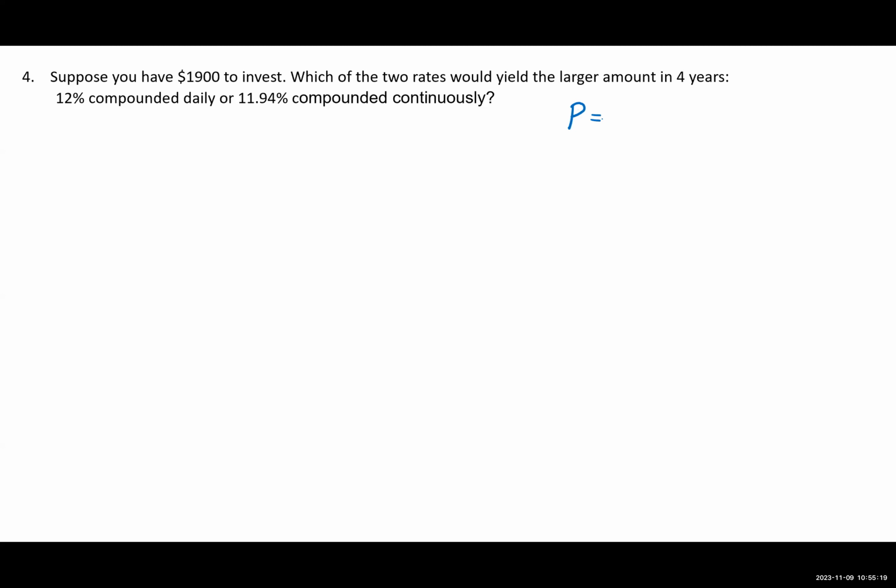So it depends on how much is borrowed. We call that the principal amount. So I'm going to use capital P for that. Capital P stands for the principal. Another word for principal is starting amount. Right? P is the principal amount or the starting amount. So for this problem, suppose you have $1,900 to invest. Okay, P is 1,900.